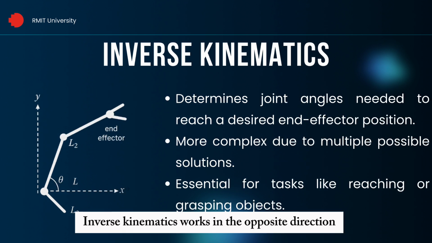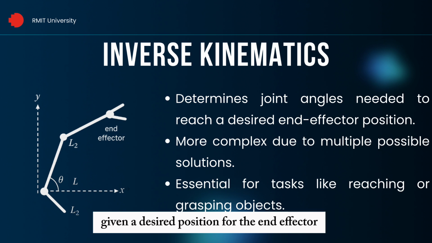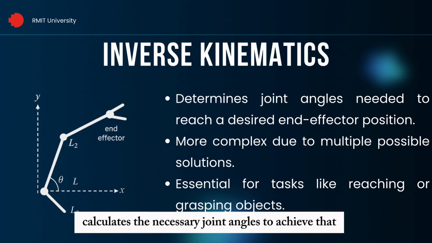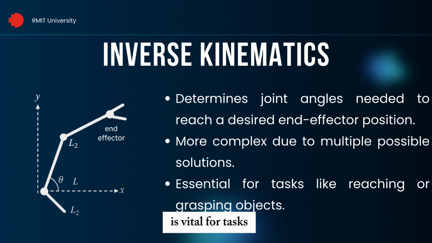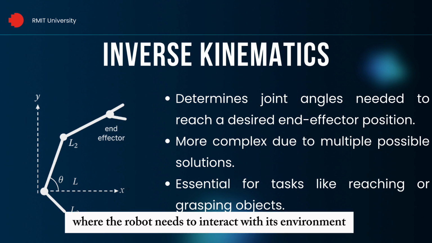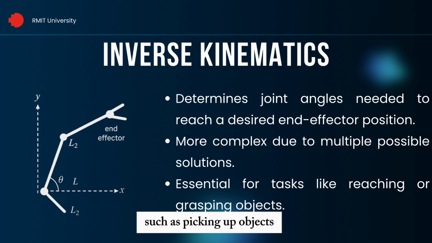Inverse kinematics works in the opposite direction. Given a desired position for the end effector, IK calculates the necessary joint angles to achieve that position. IK is vital for tasks where the robot needs to interact with its environment, such as picking up objects.